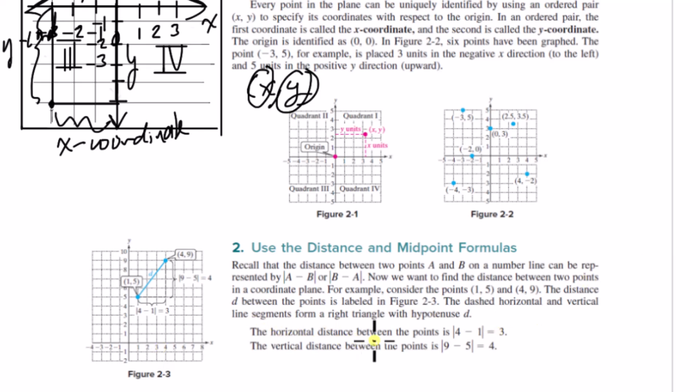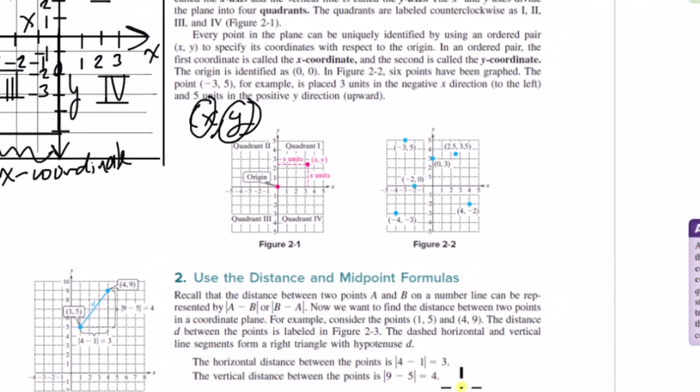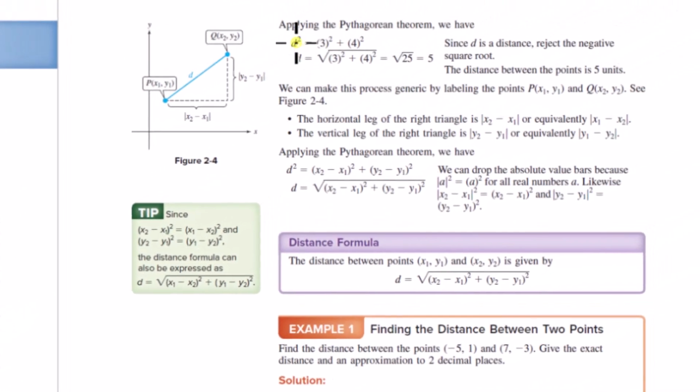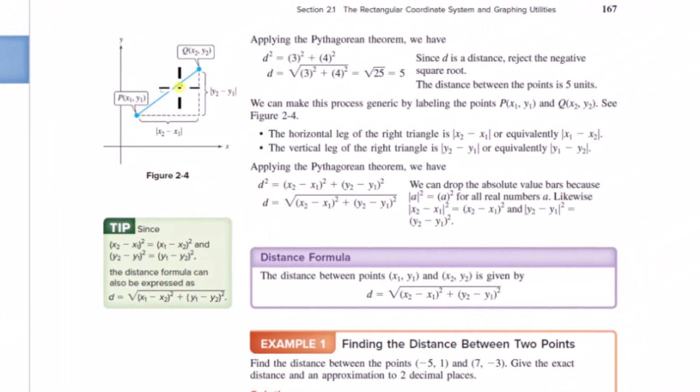The horizontal distance between the points, it says, is the absolute value of the difference of the 2 x coordinates, in whatever order you want. And same with the vertical distance: just take the absolute value of the difference between the y coordinates of the 2 points, in whatever order you want. And so they get the horizontal distance is 3, vertical distance is 4. Then they apply the Pythagorean theorem and get the distance between the 2 points.